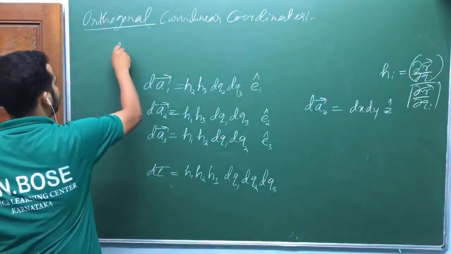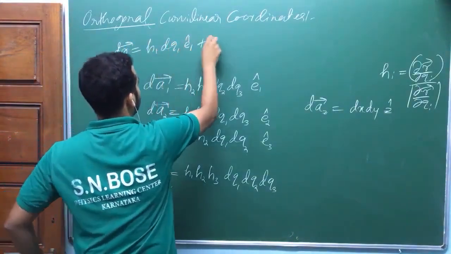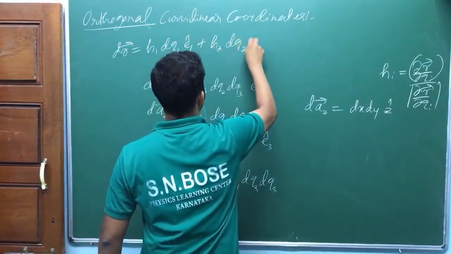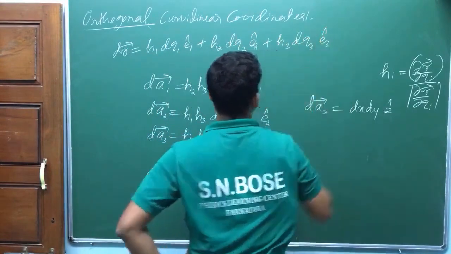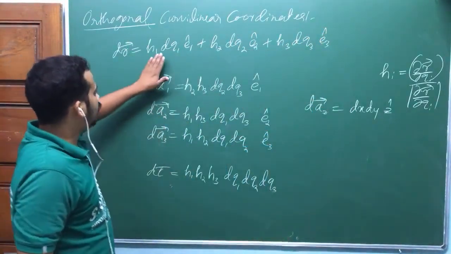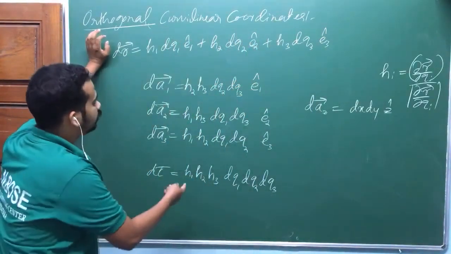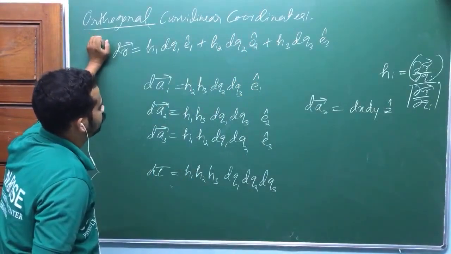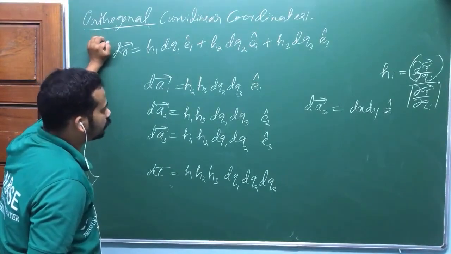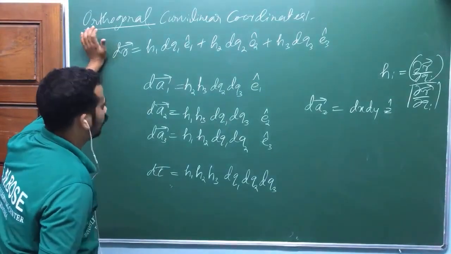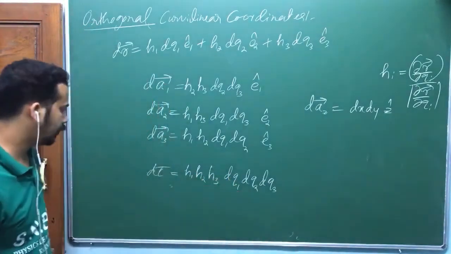I think you write dr vector as h1 dq1 e1 cap plus h2 dq2 e2 cap plus h3 dq3 e3 cap. I think this is a scalar triple product of these vectors, where the modulus of e1 dot e2 cross e3 will be 1. I hope so. I don't exactly remember, so just check how they define the volume element. But in the most general case, we are going to define it like this.